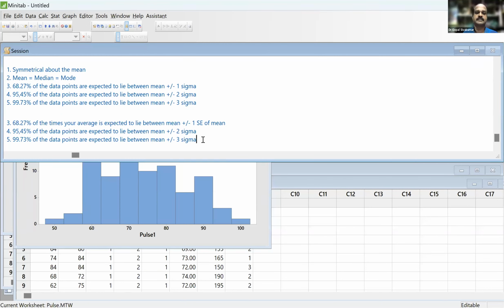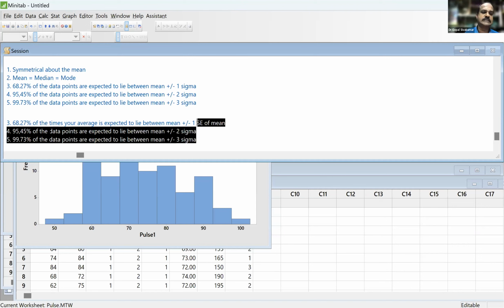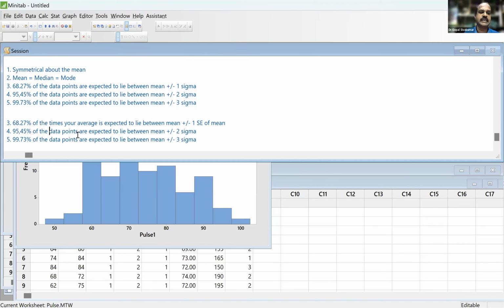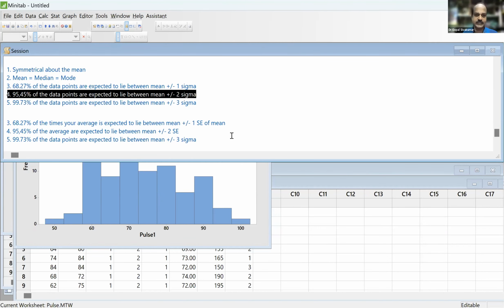All right. And now the only change you need to make is, instead of saying the data point, you say average. And then instead of sigma, you say standard error. Very good. When I say plus or minus 2, you see the percentage is 95.45. You can see that on the left side. So in order to make it exactly 95%, I just copy this.